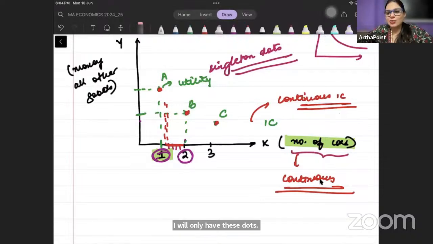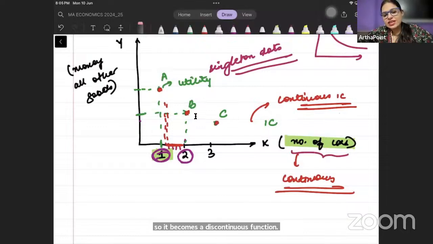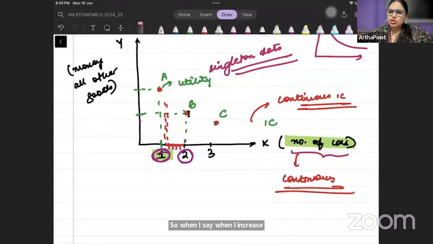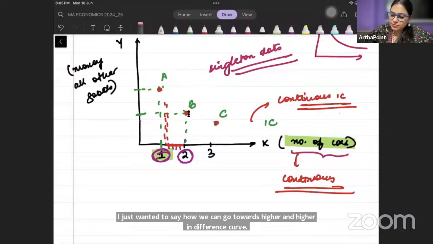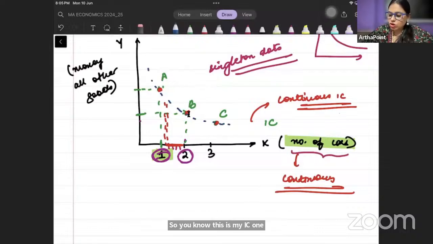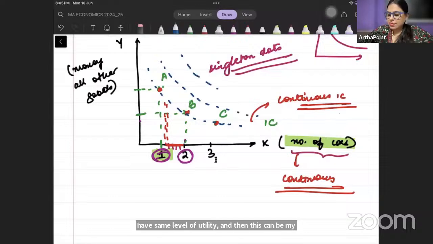Now it's not continuous. Nothing is joining it together. So it becomes a discontinuous function. So when I increase the quantity of both goods, I just wanted to say how we can go towards higher and higher indifference curves. So this is my IC1. I'm just drawing a dotted line, representing that they have the same level of utility. And then this can be my IC2. And this can be my IC3.